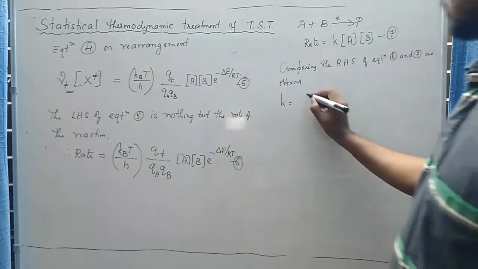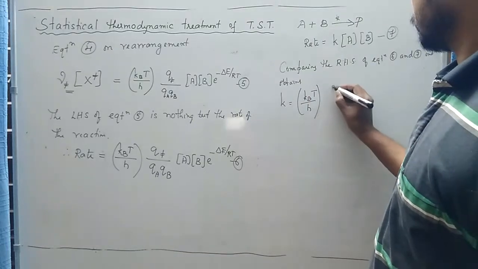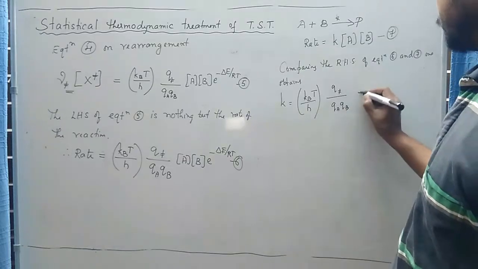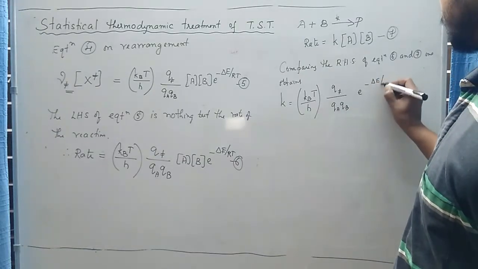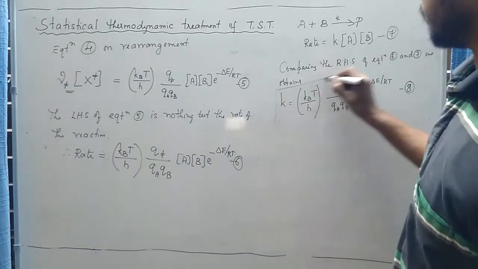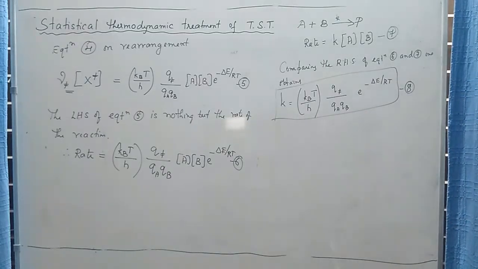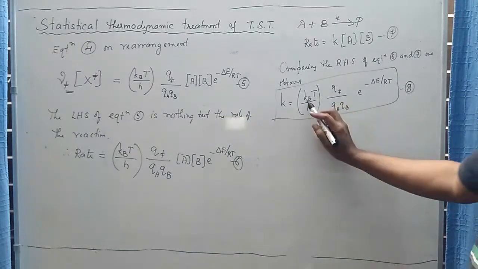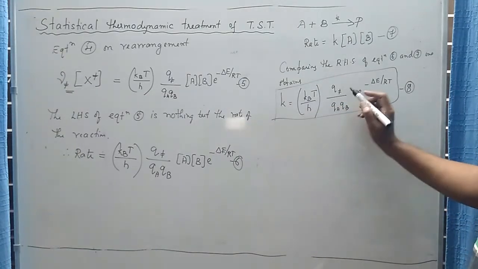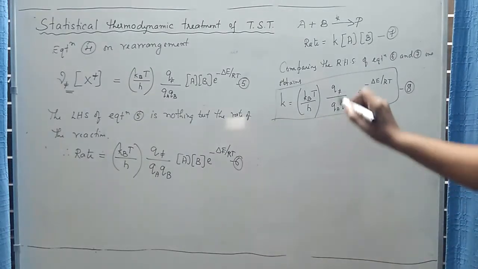equal to Kb into T divided by H into Q dagger divided by Qa into Qb into e to the power minus delta E divided by R into T. Okay, so this is the expression that I had written earlier. It is the expression for the rate constant of a bimolecular reaction A plus B giving product, which is Kb into T by H, where Kb is the Boltzmann constant, T is the temperature, H is the Planck's constant, into Q dagger.